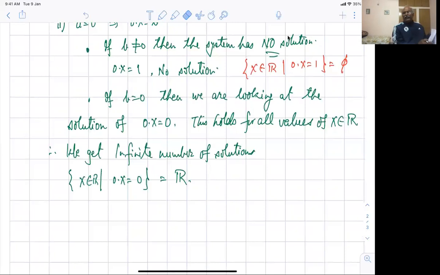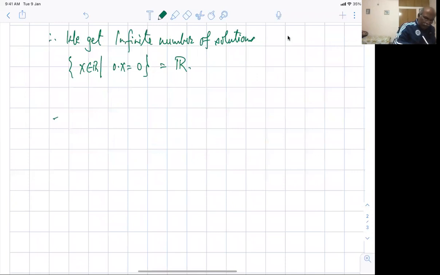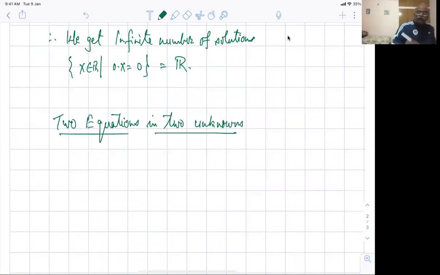So I have done this for one equation in one unknown. Now let us look at two equations in two unknowns, and then build up the idea. So now we have two equations in two unknowns. This also you have done. So we would like to look at basically two equations: a1x plus b1y is equal to c1 and a2x plus b2y is equal to c2.